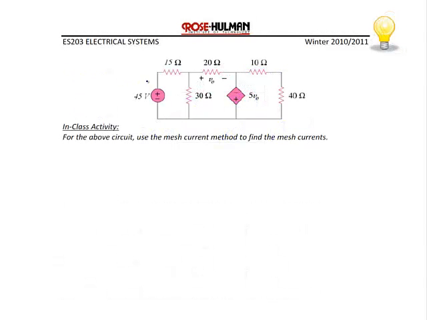Okay, let's try one more problem. Now we can tell this one's going to have 3 meshes, but there's also going to be a 4th equation because we have a dependent source. Recall, whenever you have a dependent source, that creates a constraint equation. So first, let's label the meshes. The first one's going to be I1. The second one's going to be I2. And the third one's going to be I3.